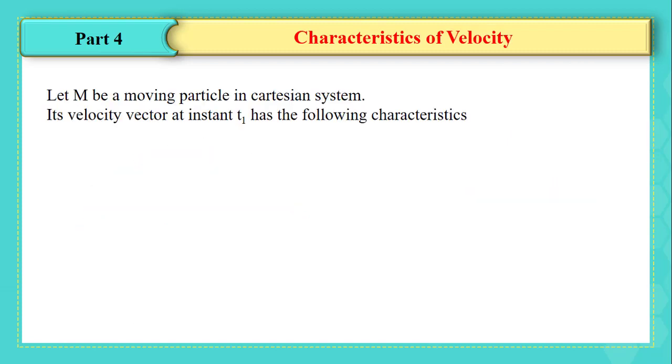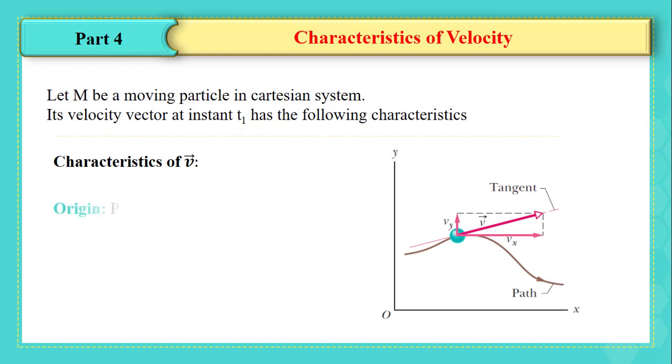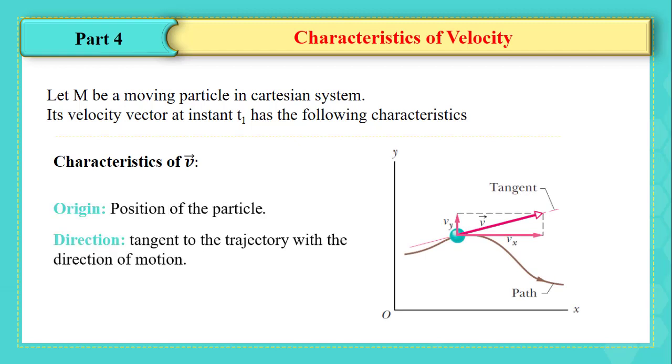What are the characteristics of the velocity vector? Let M be a moving particle in a Cartesian system. Its velocity vector at instant t1 has the following characteristics. Its origin is the position of the particle. Its direction is tangent to the trajectory, with the direction of motion. And its magnitude is radical vx squared plus vy squared.